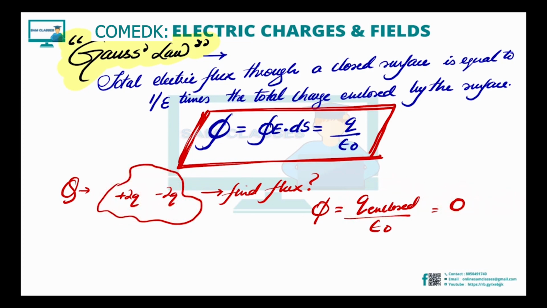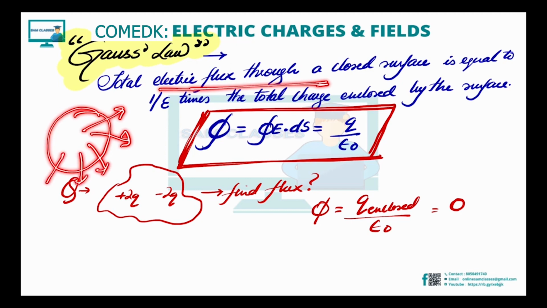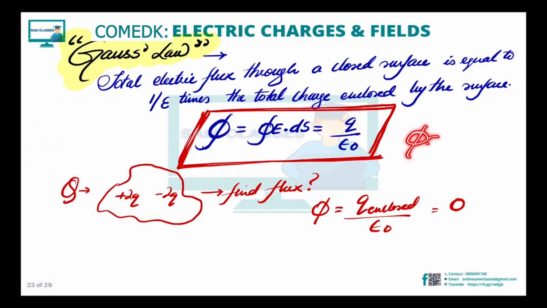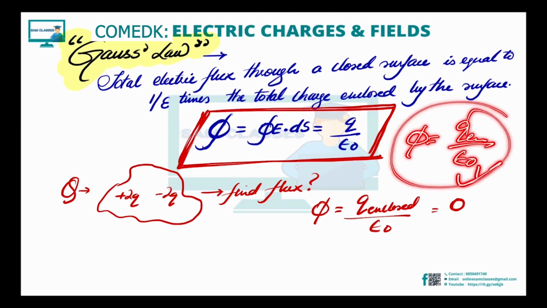That's simple. So Gauss law states that the electric flux through any closed surface, electric flux meaning the number of field lines which are coming out of the surface, is given by the charge enclosed, meaning how much charge is there inside the surface, divided by epsilon naught. So the flux is equal to charge enclosed by epsilon naught.